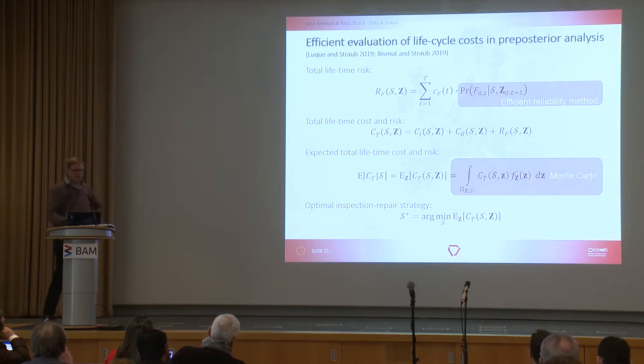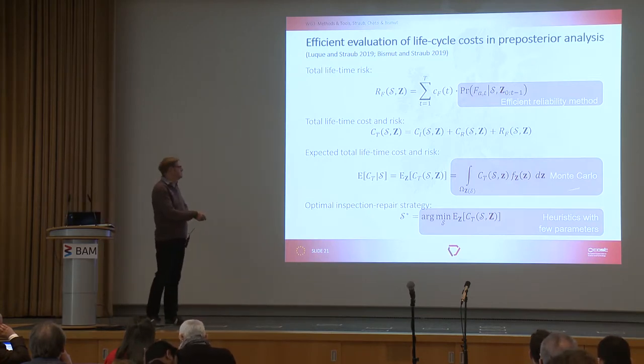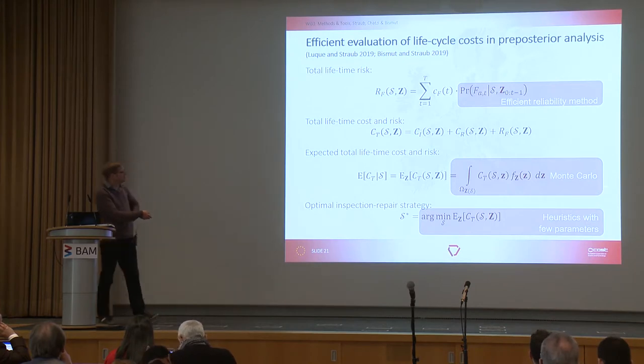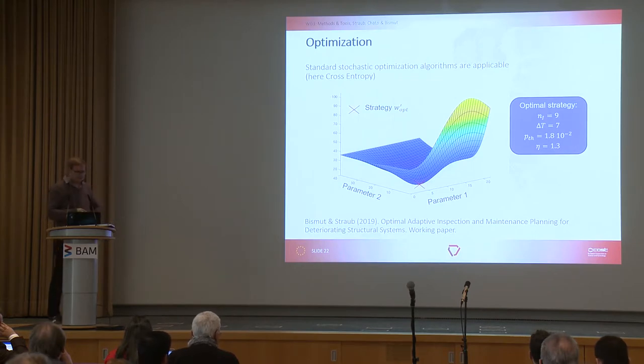And then you have to do an optimization, and I'm not going into detail, but it's a stochastic optimization, or at least your objective function is evaluated by Monte Carlo, so you have a noisy objective function. So it is better to use stochastic optimization. And we have been using this cross-entropy-based approach that gives quite good results. And then you optimize all your parameters, for example the number of inspections, the time, and some other parameters. In the end you have your objective function, and you can find an optimal strategy.